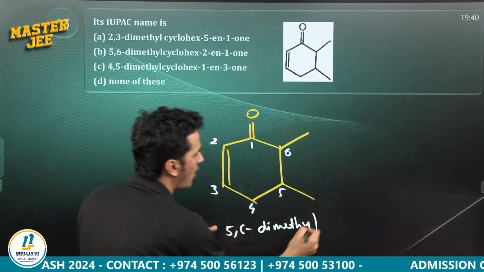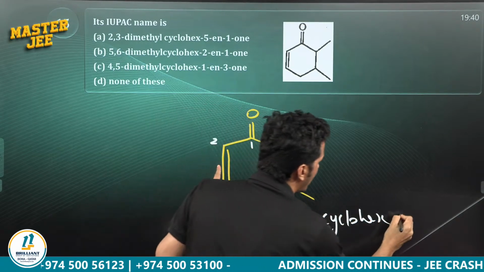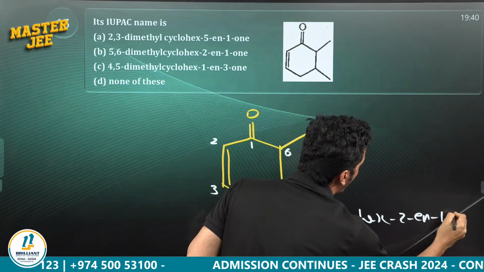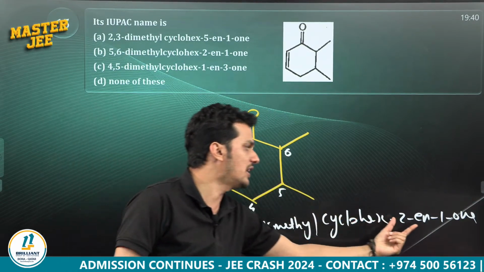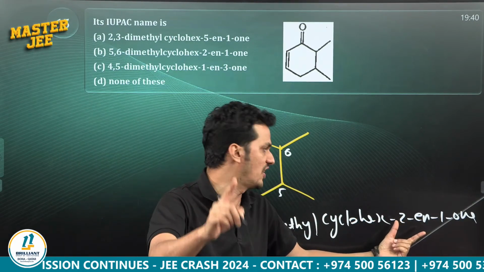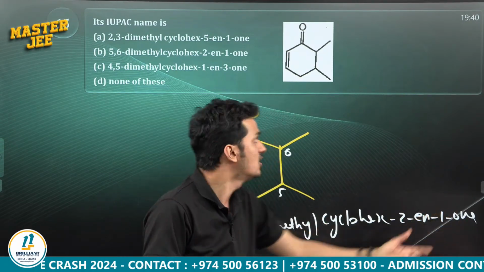Okay, this is cyclohex-2-en-1-one. So this 2-ene is actually the primary suffix and 1-one is the secondary suffix. The compound is of the type of ketone. So what about the answer?